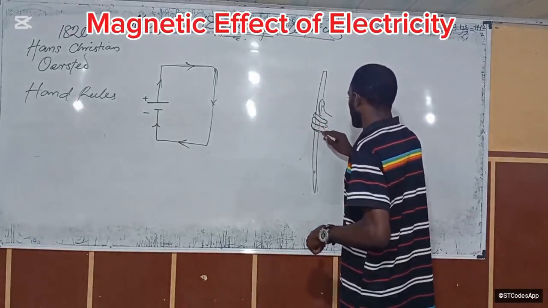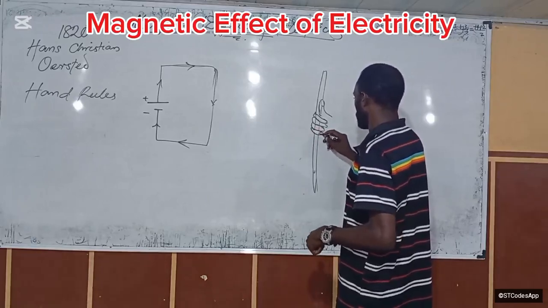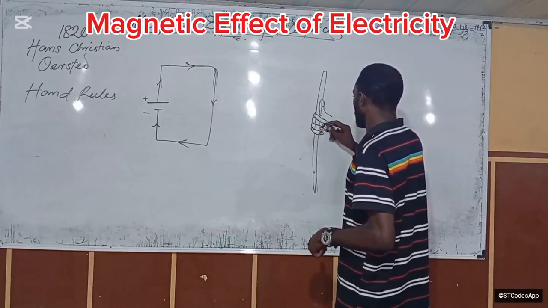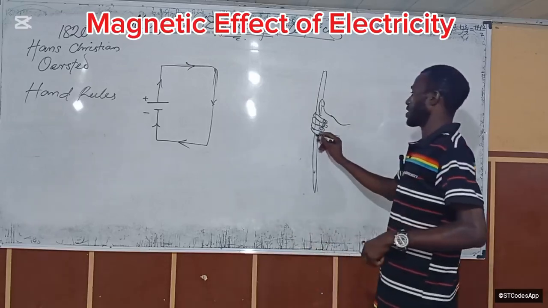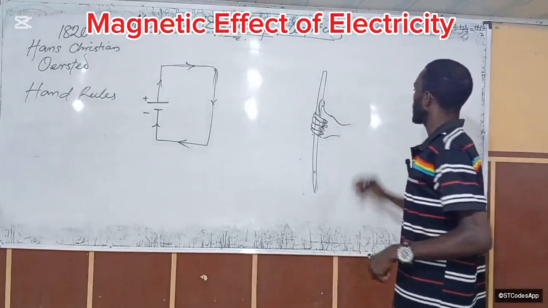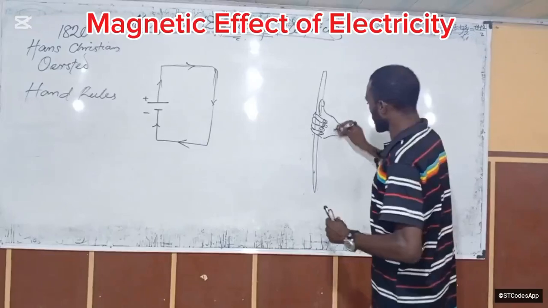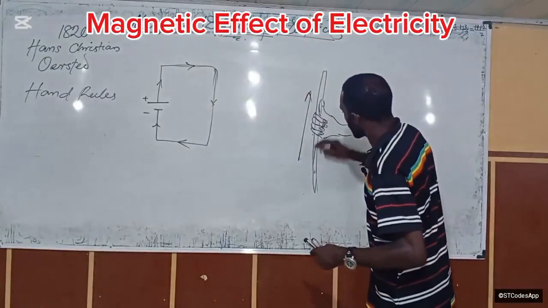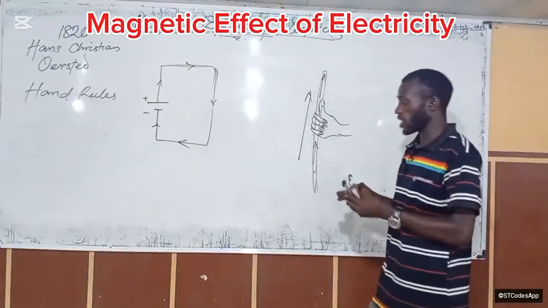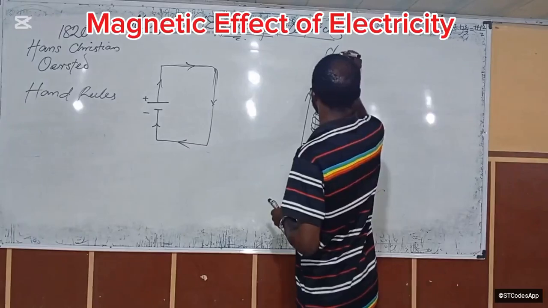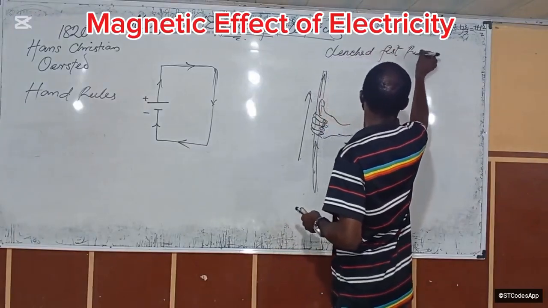Is your hand as fat as this? Or something like this, right? Okay. So roughly like your hand, right? So this is for when the current is flowing up through the wire, flowing in an upward direction. That is called the clenched fist rule. Is that okay?